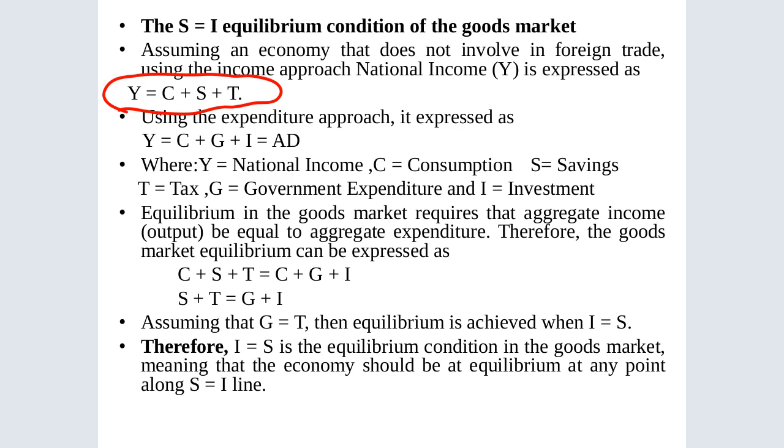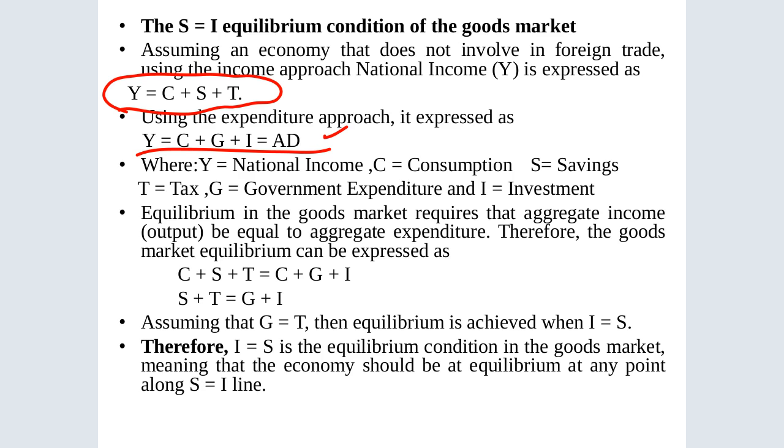So that is using the national income approach. We can also use the expenditure approach, which means that under the expenditure approach, the income is given as consumption plus government expenditure plus investment. So this gives you the aggregate expenditure approach. Y is the national income, C is consumption, S is savings, T is the tax, G is the government expenditure, and I is the investment.